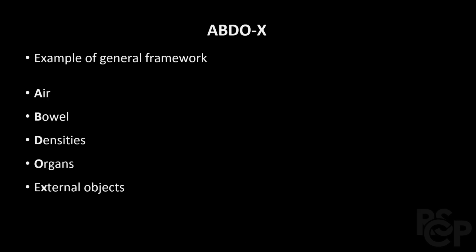So there are many frameworks when looking at X-rays, such as the abdomen X-ray, just to make sure that you cover everything that you're looking for. An example for the abdominal X-ray is Abdo X, where A stands for air, B stands for bowel, D stands for densities, O stands for organs, and X stands for external objects.